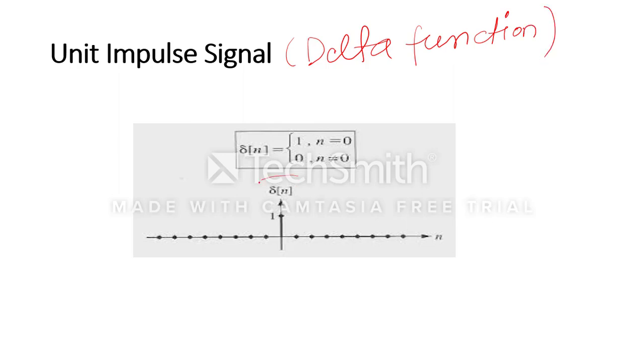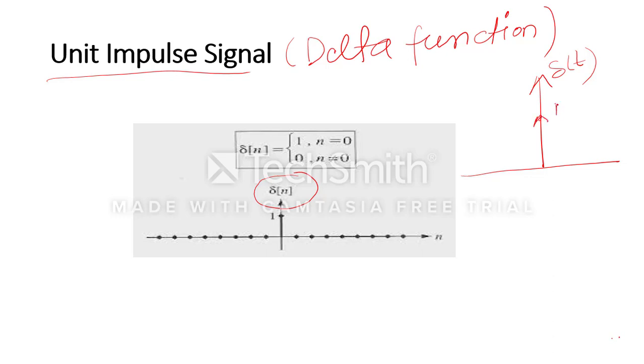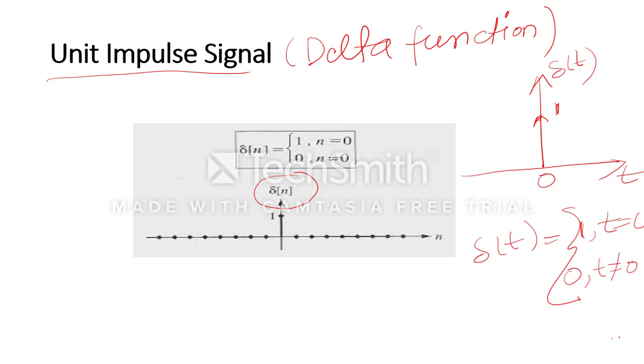So here you can see I have written delta n. It means it is a discrete signal. For continuous time signal, it will be represented as delta t. Because it is a unit impulse, its magnitude we can say it is 1 at t equal to 0. This is time axis. So delta t is equal to, for unit impulse function, it is 1 for t is equal to 0, or 0 when t is not equal to 0.